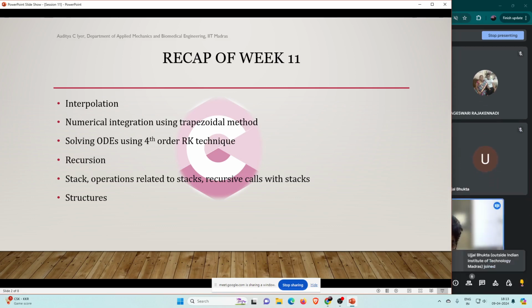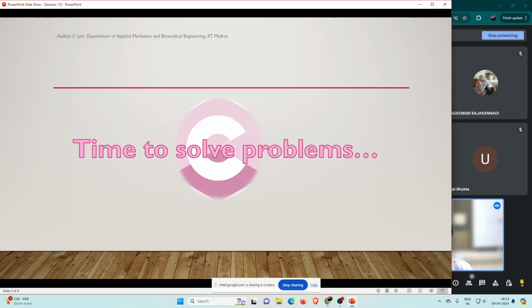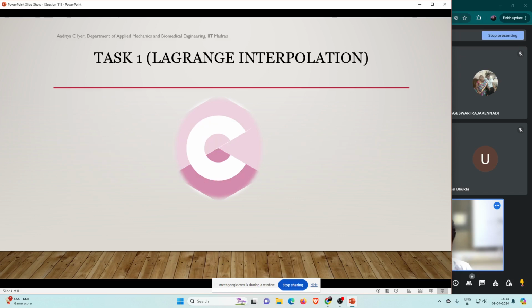So next week, how to call a structure, how to implement operations on a structure, how to target a specific element in a structure, like that. You will see all that. So let's start with the problem.